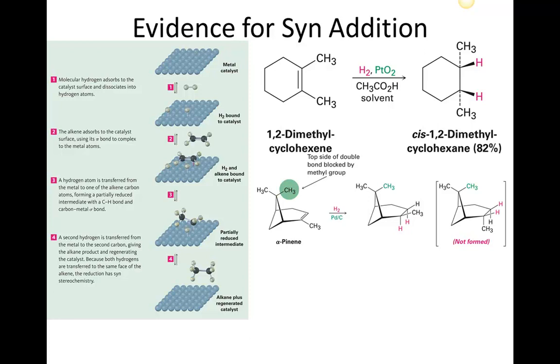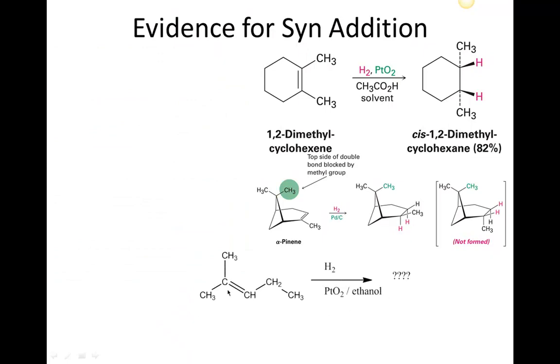There's no free rotation, even though here it looks like you've got one hydrogen starting to get on there and this one hasn't gotten on there yet. It's not free to rotate and float around and then come back and get the other hydrogen. They really do come in on the same side.